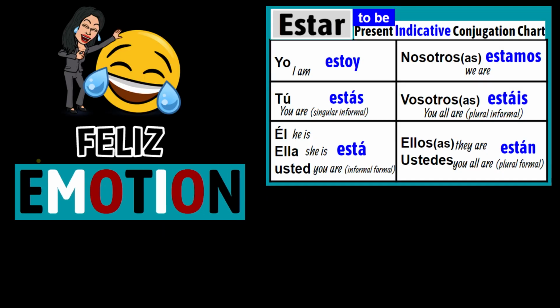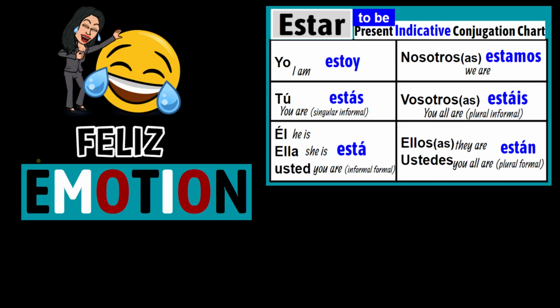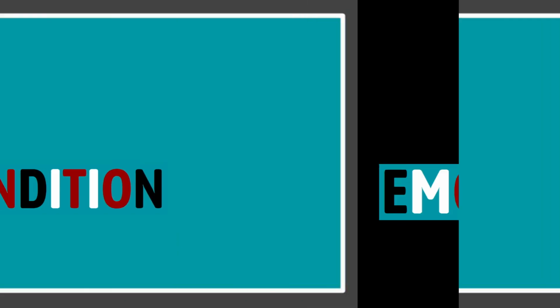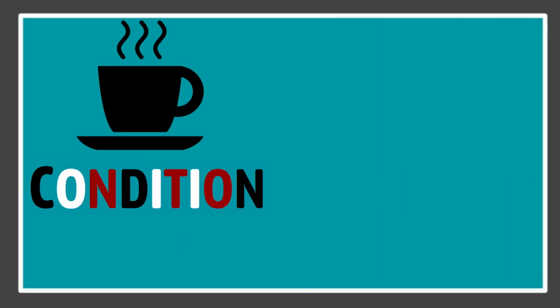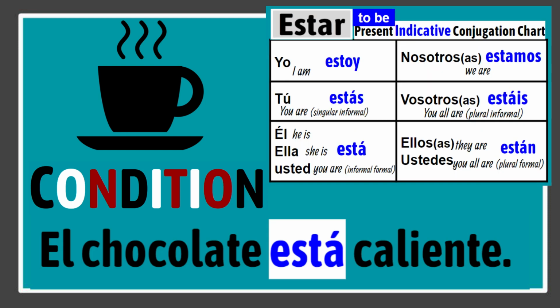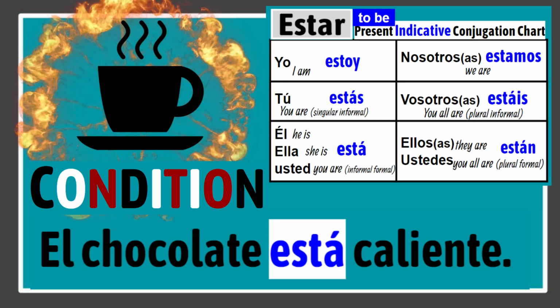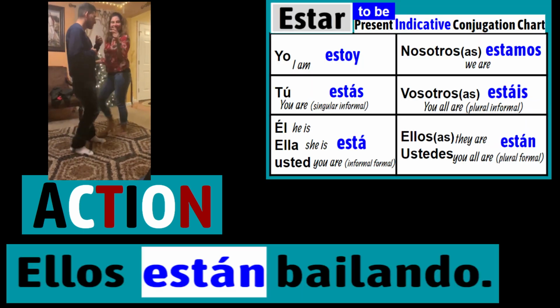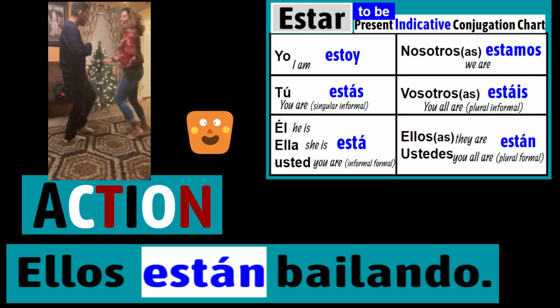Use the verb estar to talk about emotion. La maestra está feliz. Use the verb estar to talk about condition. El chocolate está caliente. Use the verb estar to talk about action. Ellos están bailando.